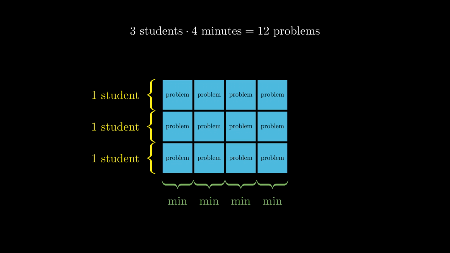If we map these units onto a rectangle, you can view the number of students as the length, the number of minutes as the height, and the number of problems solved as the area. So the key takeaway here is that even though we can only add and subtract commensurable units together, we can multiply and divide any units together, even if they are incommensurable.